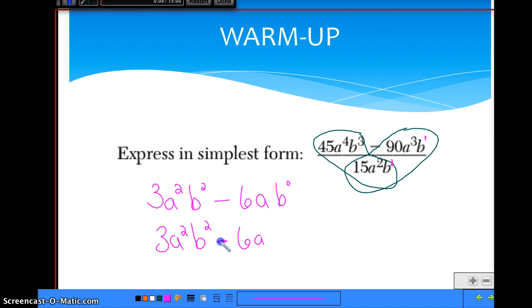I cannot subtract these. This is what you have to remember for this one. I cannot subtract these because they're not like terms. So that would be my answer.